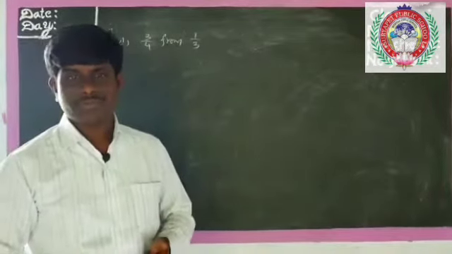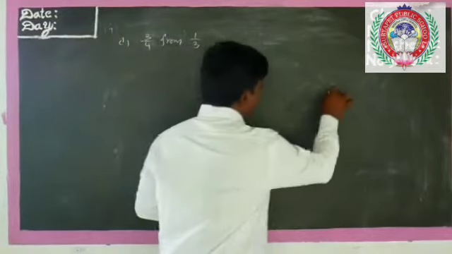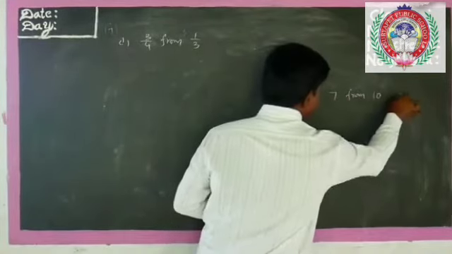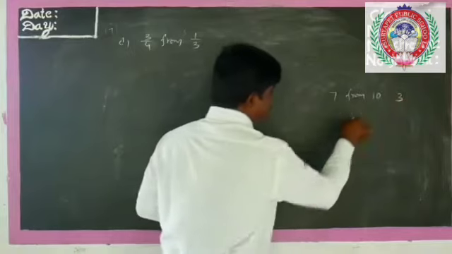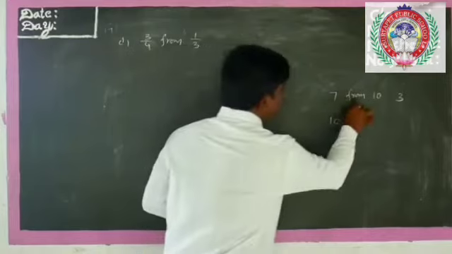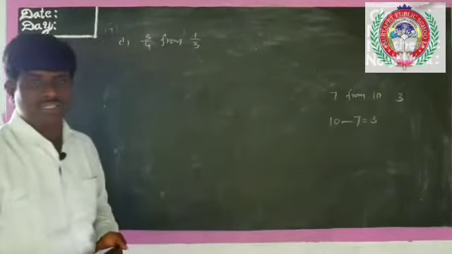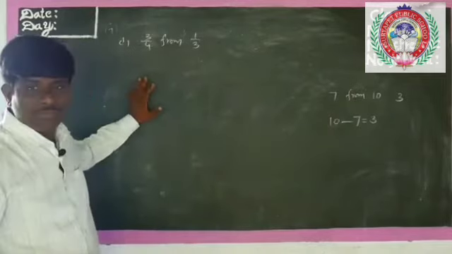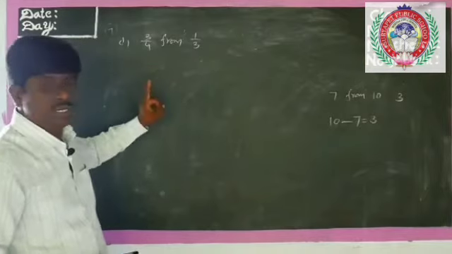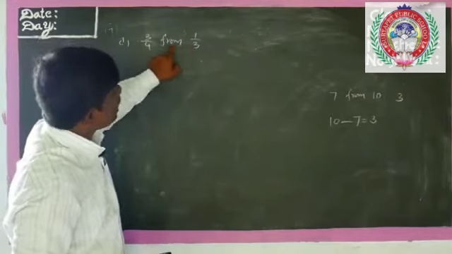That is important. See, when we subtract 7 from 10, the result is 3. How can we write this as a mathematical statement? From 10, so we need to write 10 first of all. From 10 we need to subtract 7. So 10 minus 7 is 3. So in this type of problems, whenever we get the operation subtract, we need to remember one thing. That is, first we need to take the number which comes after 'from'.